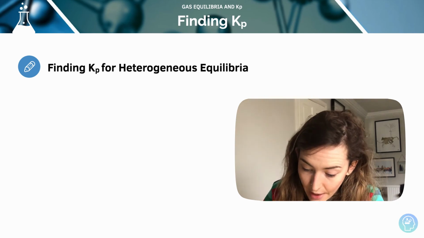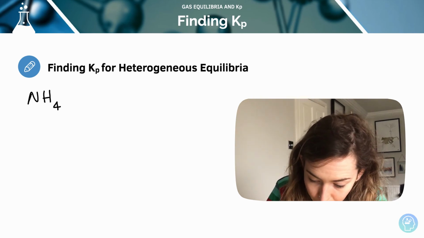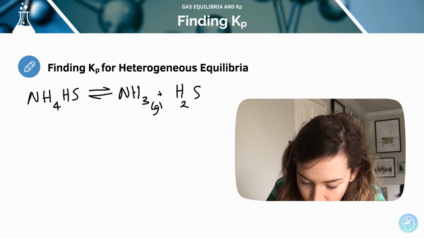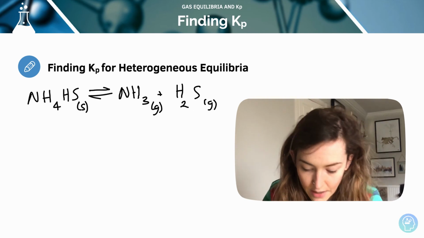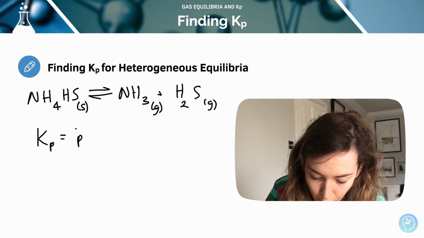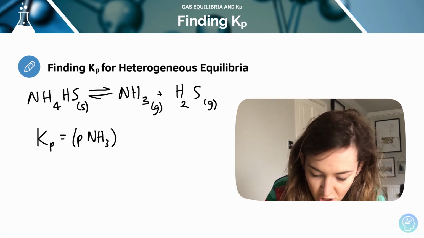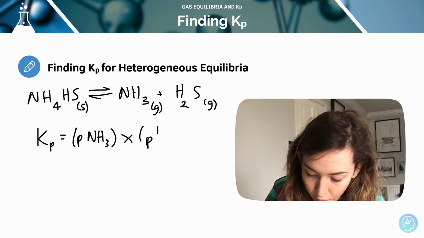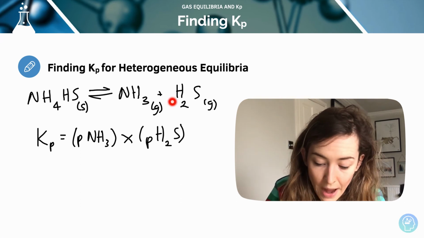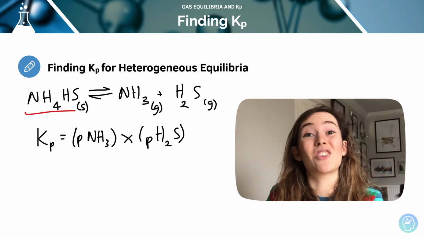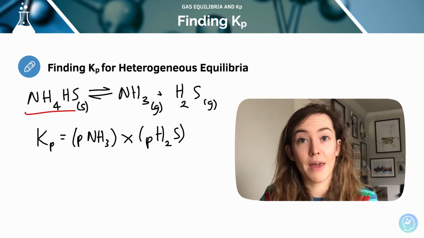So for example, if I've got my system here, and these 2 are gases, and this is a solid, then my Kp equation is going to be my partial pressure of my ammonia to the power of nothing, because I don't have a big number there, times my partial pressure of H2S. And again, not to the power of anything because I don't have a stoichiometric number. And I do not include this, because it is a solid. So it's not to be included in the calculation for Kp.